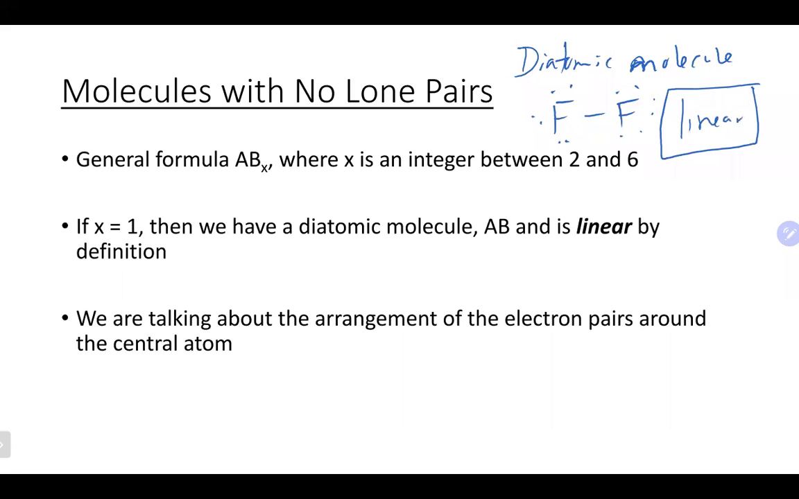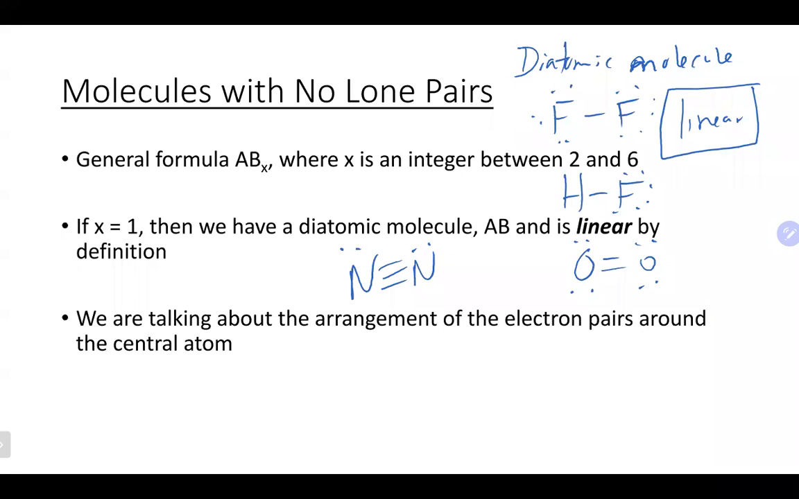It doesn't matter if it's 2 of the same. Doesn't matter if it's 2 that are different. The geometry is going to be linear. Doesn't matter if you have a double bond, it's going to be linear. Doesn't matter if you have a triple bond, also going to be linear. So the geometry for anything when you only have 2 atoms involved is always going to be linear.